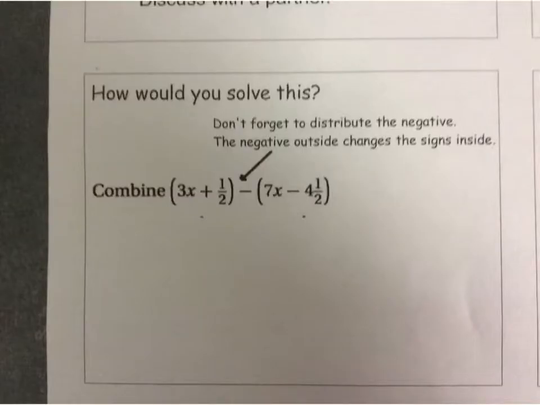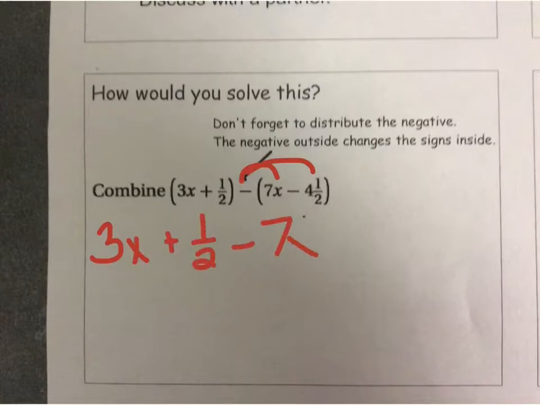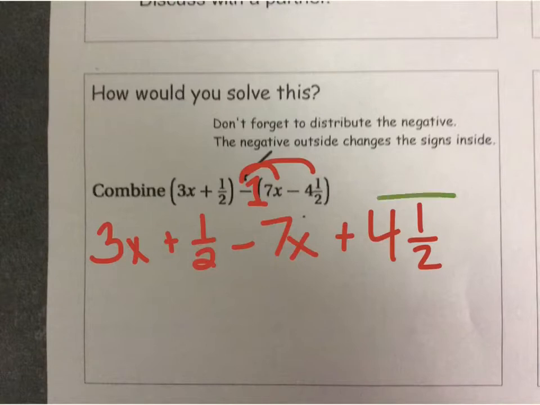So here's the next one. We've got two different parts, but notice what's in the middle is the negative sign. So for the negative sign, you've got to make sure that you distribute that to both parts. So we end up with 3x plus 1/2 minus 7x plus 4 1/2. The reason that becomes a positive, it was negative, kind of -1, if you kind of see that in there, times negative 4 1/2.